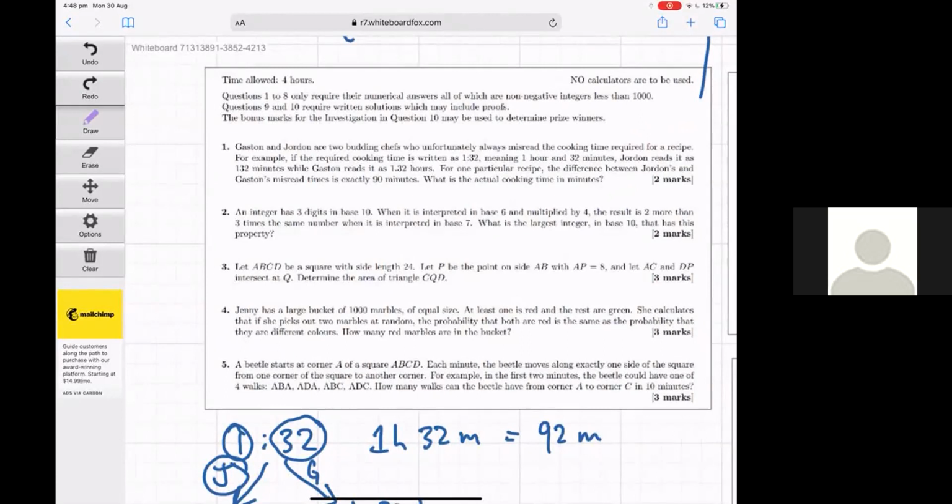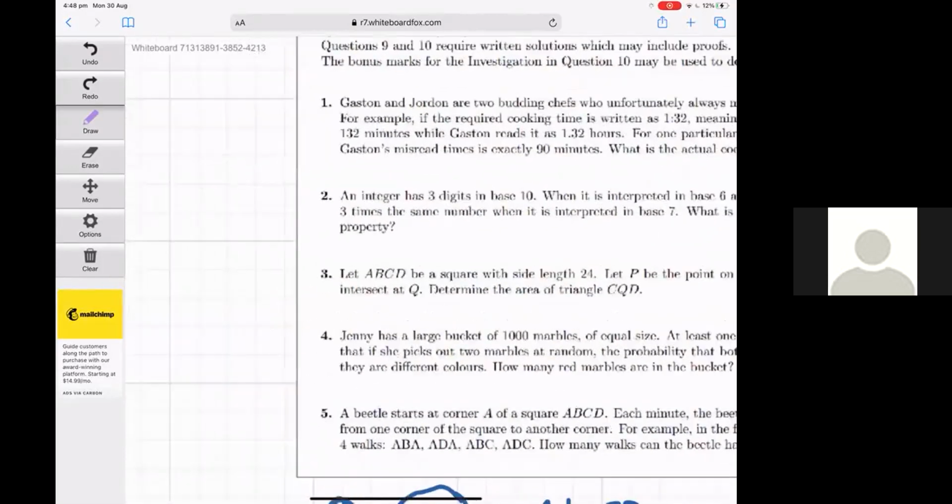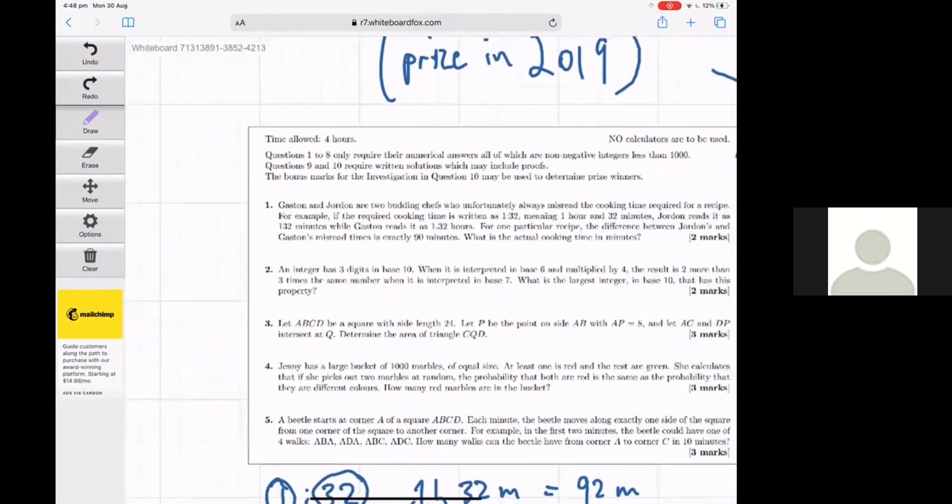When it's interpreted in base 6 and multiplied by 4, the result is 2 more than 3 times the same number when it's interpreted in base 7. What's the largest possible integer that has this property? So very wordy, but let's just write out what's happening.